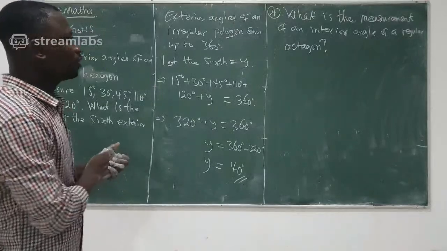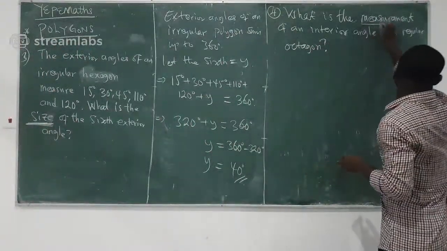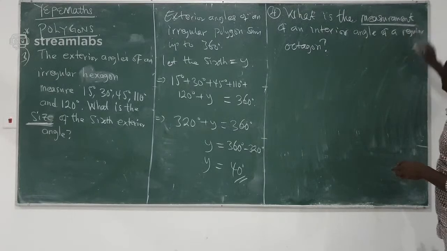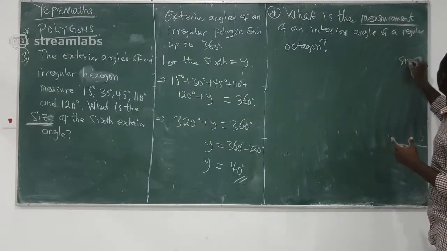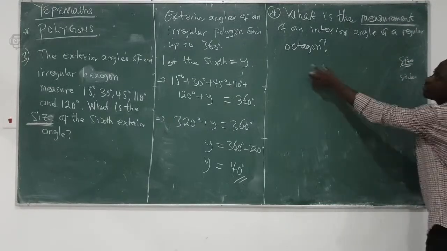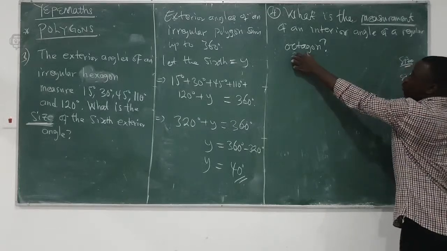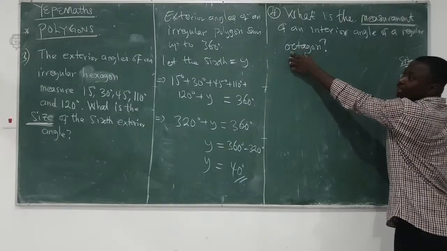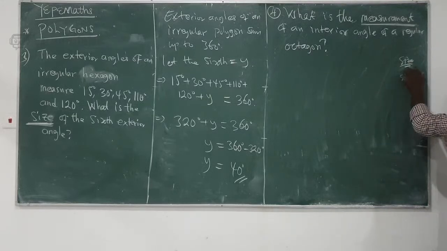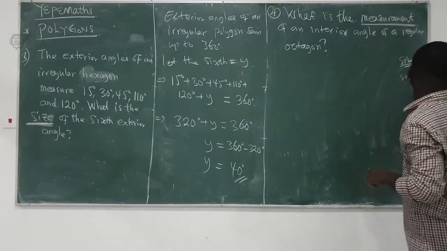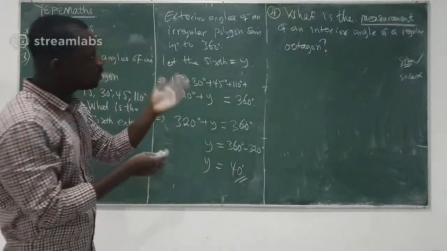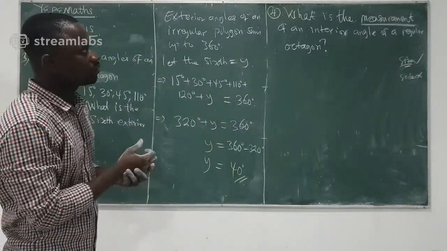As I said, the measurement here means you want to find the size of the angle, not the side, because the side is given by the octagon. If you know the octagon to be a regular polygon with eight sides, then there's no need for you to find the side. You're supposed to find the size. So you want the number for each interior angle, not the sum.